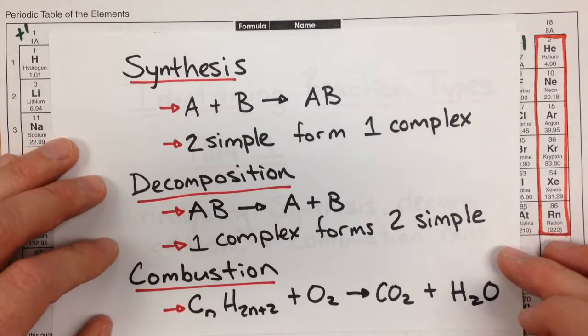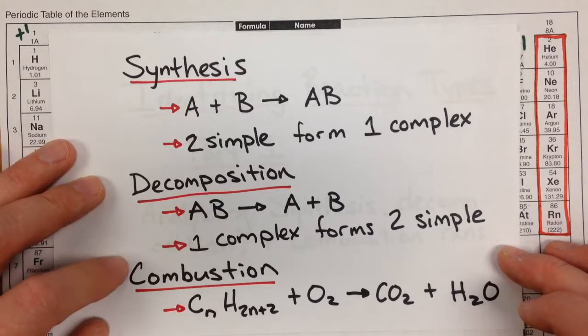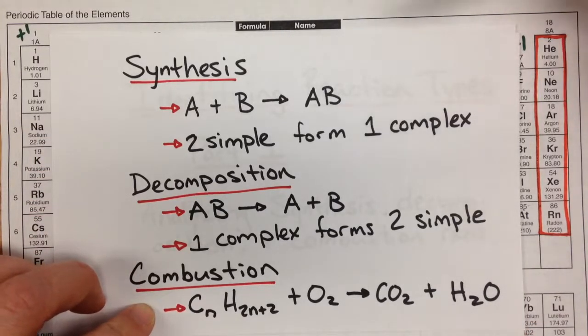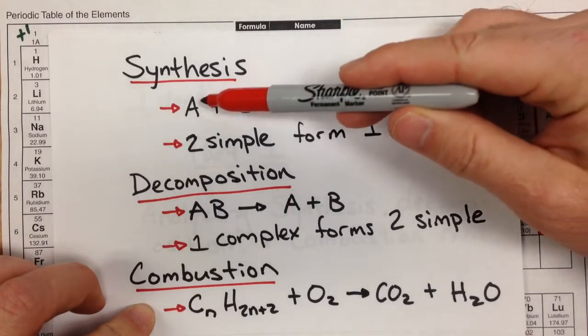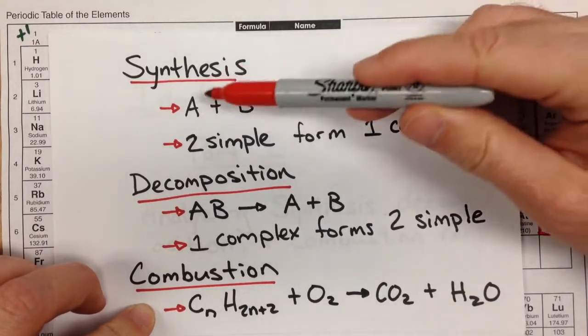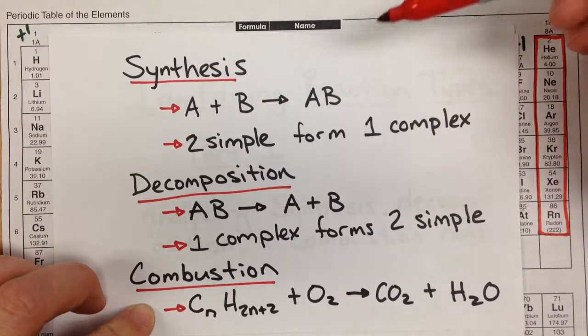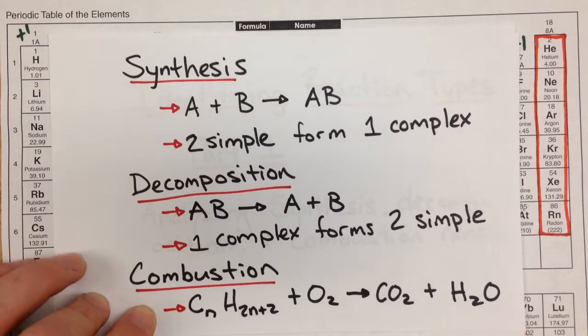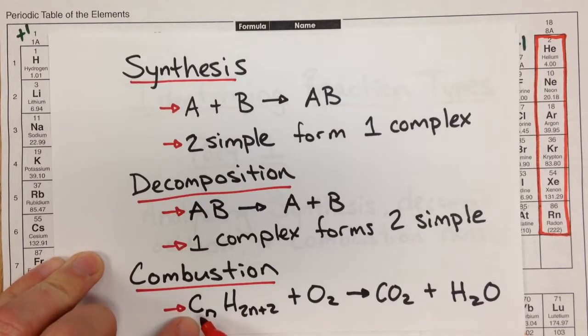The final type of reaction here that we've got is a combustion reaction. Now, in a synthesis and a decomposition reaction, I see A and B as being very vague and not specific at all. In a combustion reaction, it is extremely specific because you can't have any random element. It must be carbon, and it must be hydrogen, and it must combine with oxygen gas, O2, and it will always form carbon dioxide gas and water vapor.